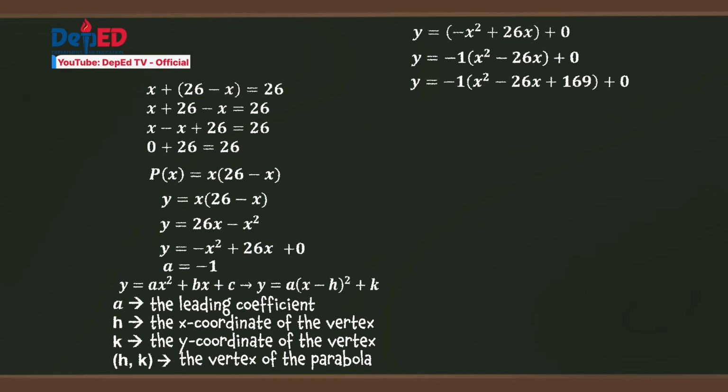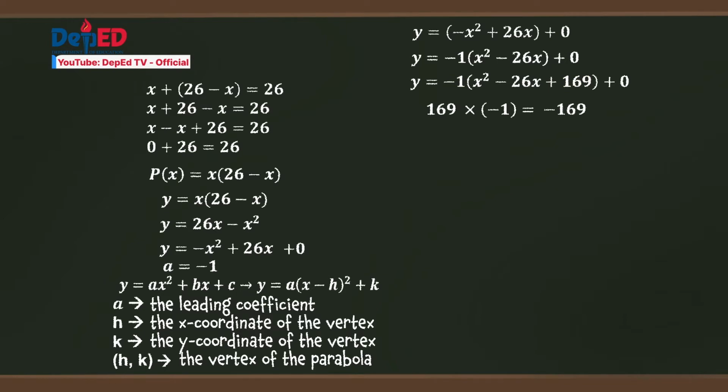Second, we add the result to the binomial in the parentheses. But we need to maintain the value of the quadratic polynomial in the function y equals negative x squared plus 26x. So, we have to subtract from the constant term the product of what we added to the binomial in the parentheses and the value of the coefficient a that is placed beside the open parenthesis.